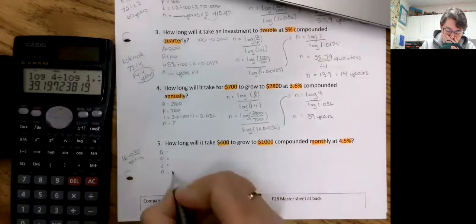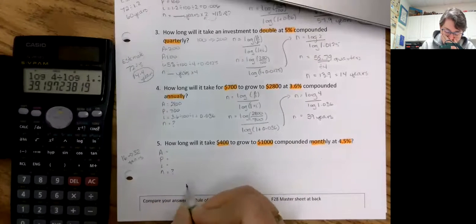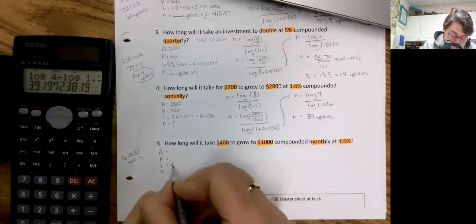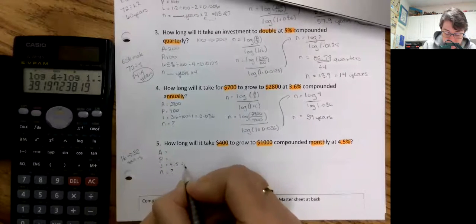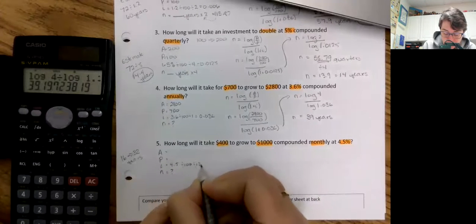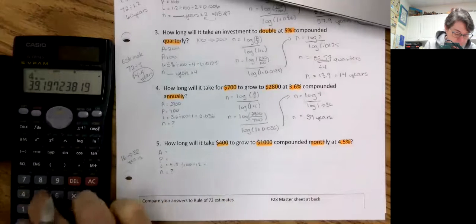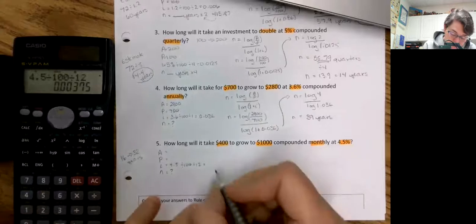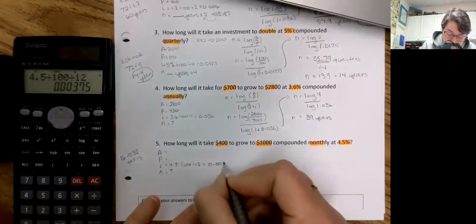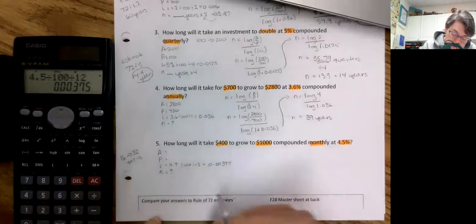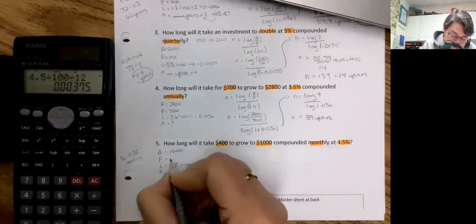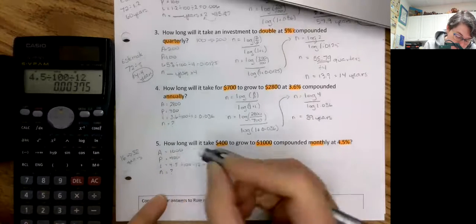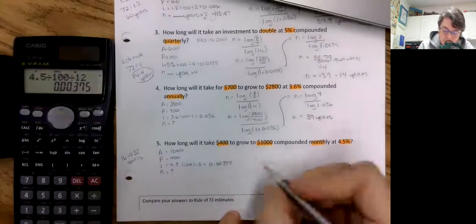Okay, we did it. I is 4.5 divided by 100 divided by 12, which is 0.00375. The amount at end is $1,000. The amount to start is 400. Whoopsies, 400, not 4,000. And let's get our formula going.